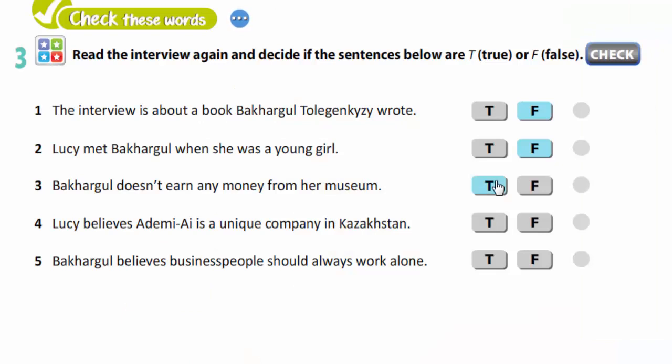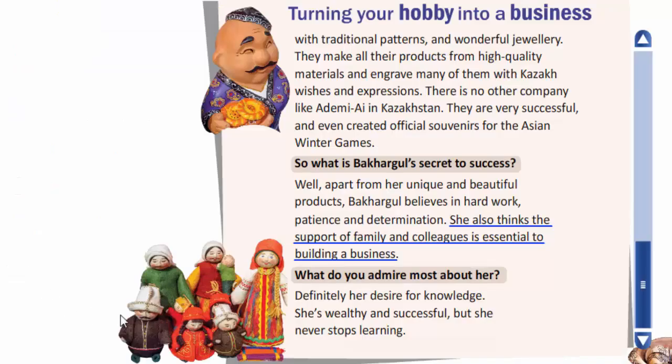Bakargul doesn't earn any money from her museum. It is true. Lucy believes Ademi Ai is a unique company in Kazakhstan. It is true. Bakargul believes business people should always work alone. It is false because she thinks the support of family and colleagues is essential to building a business.